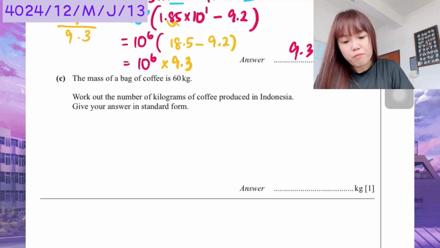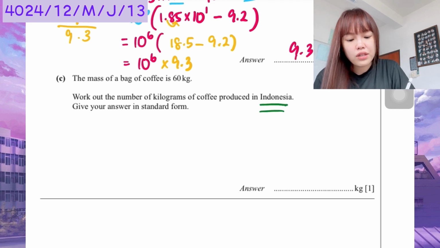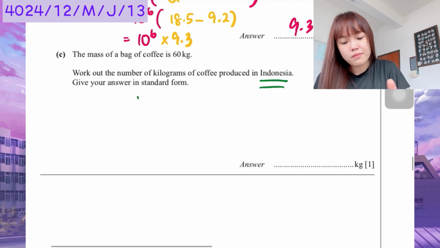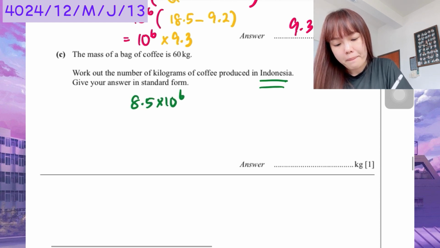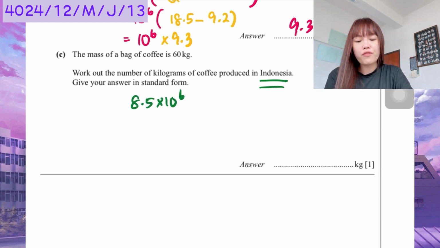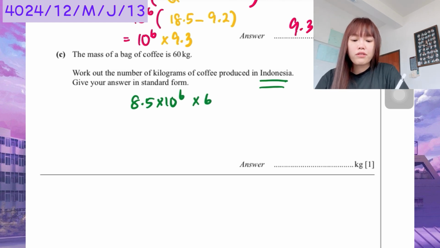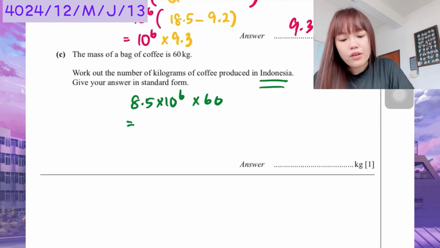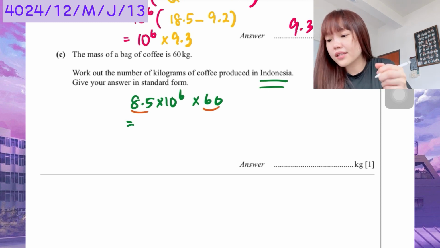Now let's look at part C. The mass of a bag of coffee is 60 kg. Work out the number of kilograms of coffee produced in Indonesia. Okay, let's look at Indonesia: 8.5 times 10 to the power 6 bags of coffee. One bag is 60 kg, so this amount of bags you need to times 60 to find how many kilograms altogether. So what you do here is 8.5 times 60.